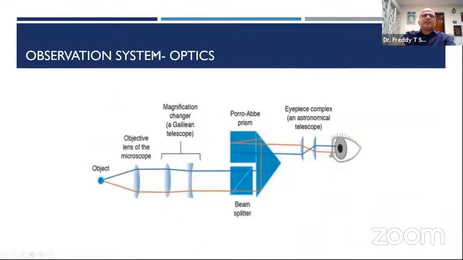This is the optics of the observation system. This is the object or the eye. It passes through an objective lens. Then it passes through the magnification system. In this case, the Galilean telescope is shown. Then it passes through a prism system called the Porro-Abbe prism system. What this does is, one, reduces the size of the observation system. Second, it turns the image upright. Otherwise, we'd be seeing an inverted image. And then you have the eyepiece.